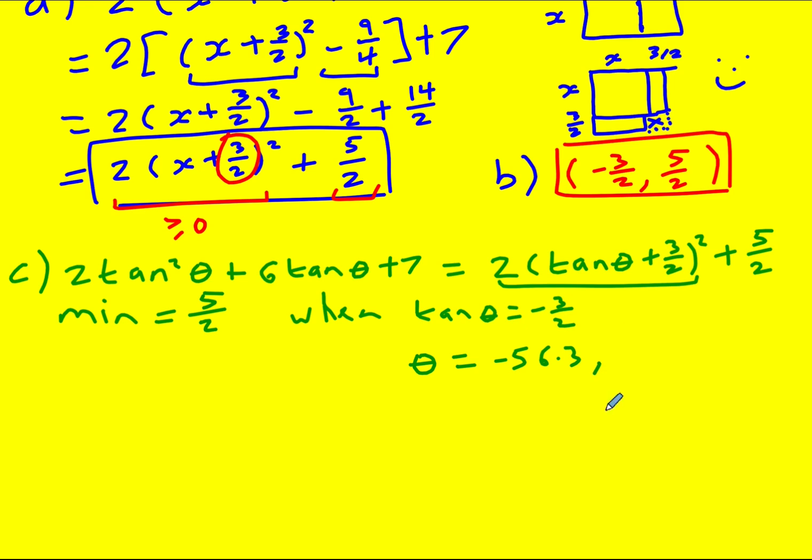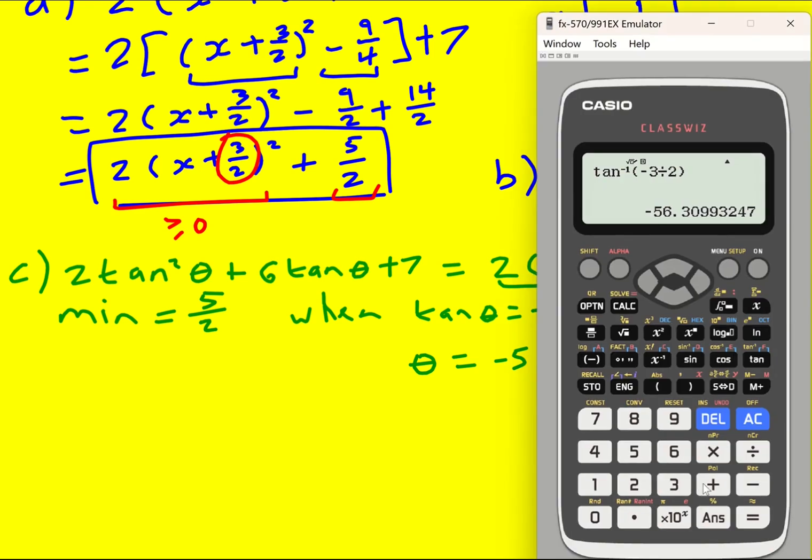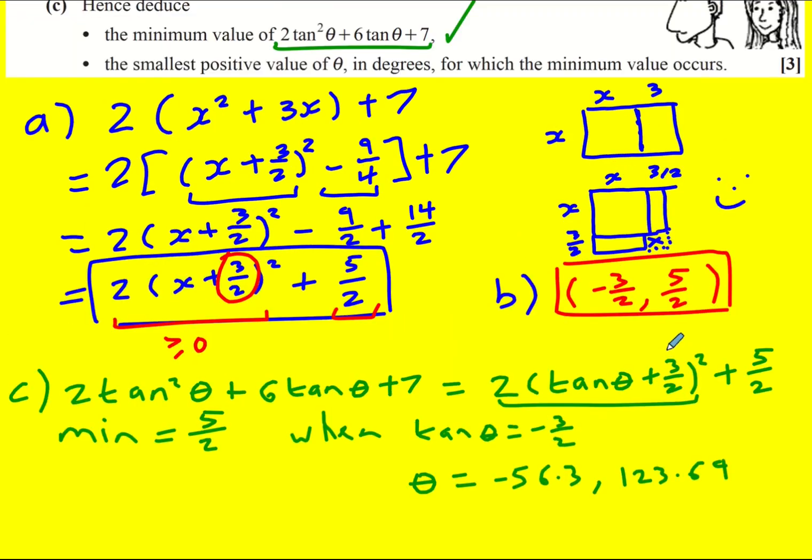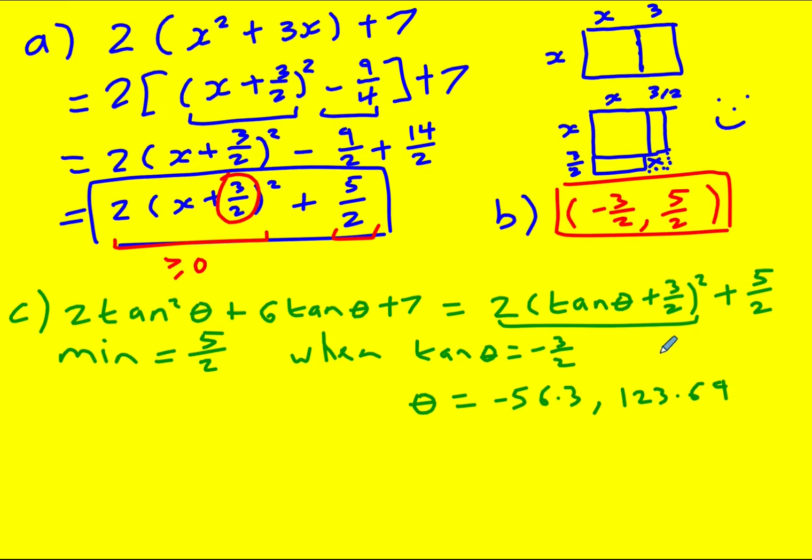I'm going to write it down. But actually, it's the next one. I need to add 180. So 123.69. And it says smallest value in degrees. Okay, I'll probably write 124 degrees.